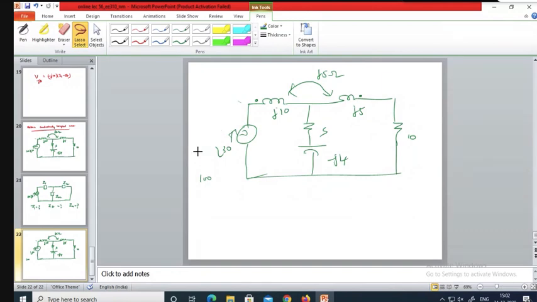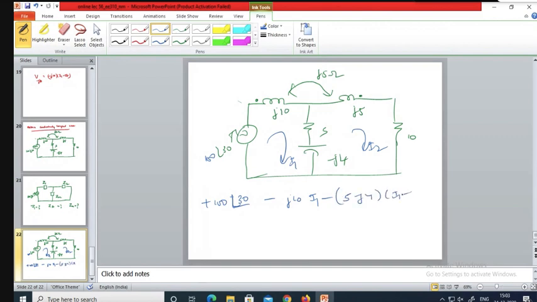Now you can write the KVL here, I1 and I2. So apply KVL here. It is minus of voltage rise, plus here 100 angle 30, and minus J10 into I1 minus of (5 minus J4) into (I1 minus I2), that is equal to 0.